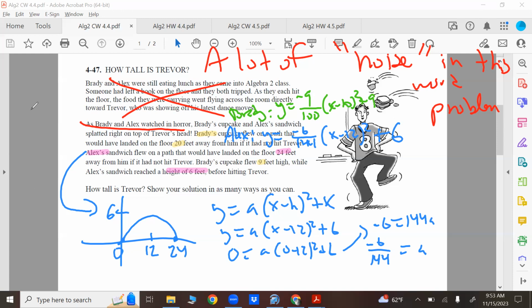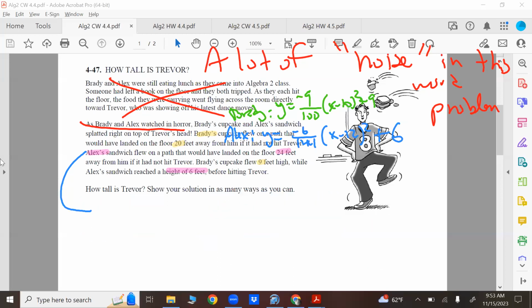So the algebra is actually a little crazy. I actually don't like the algebra for this because the numbers are really nasty here.